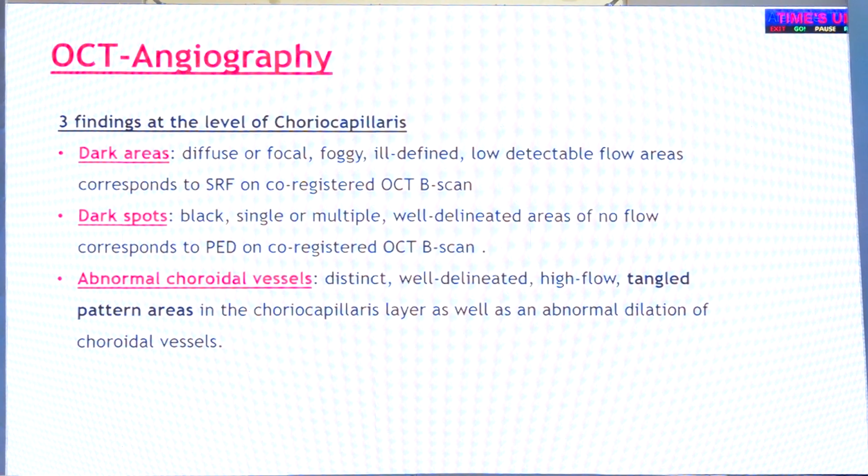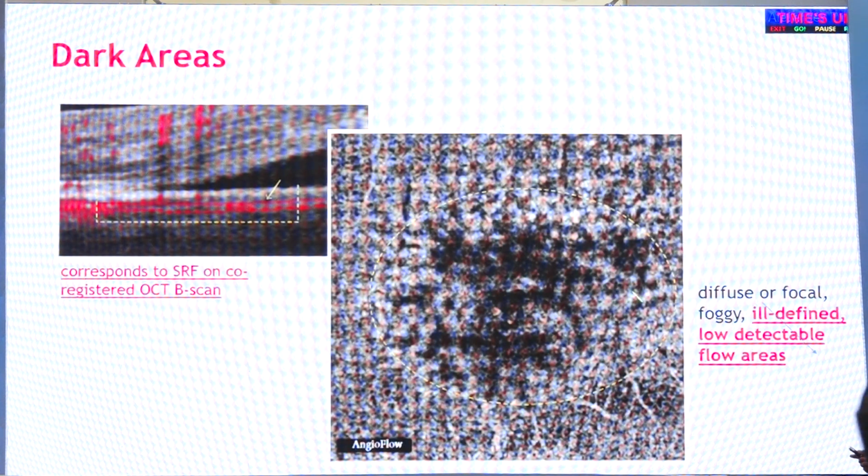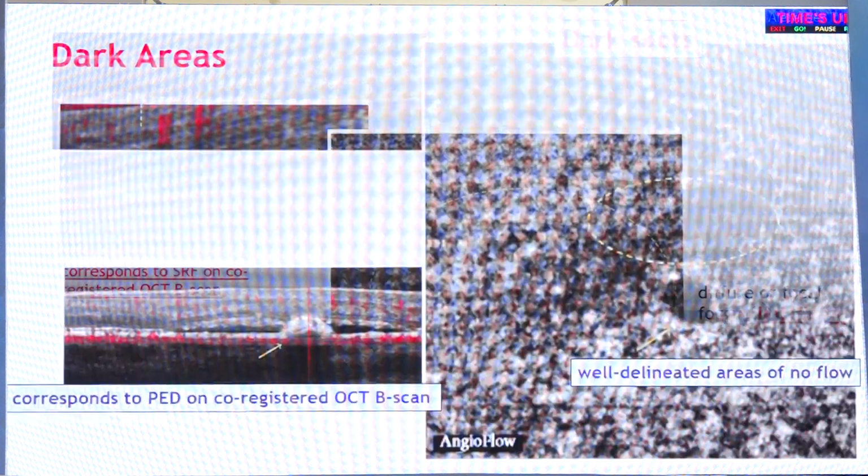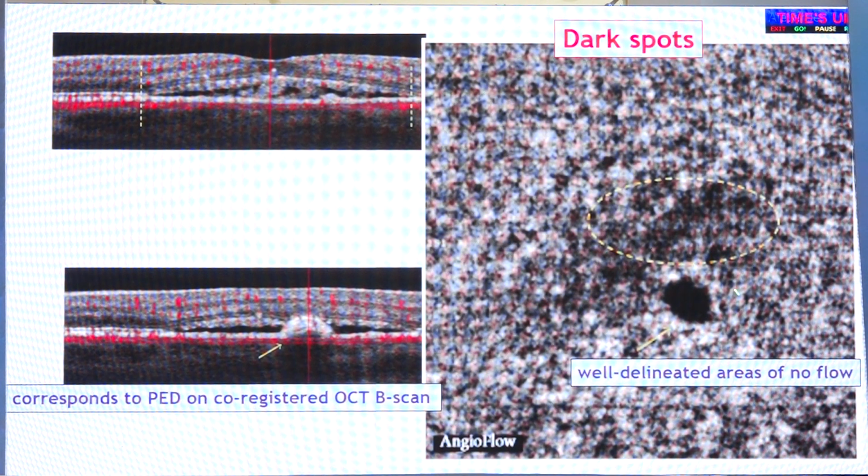And lastly, moving to the last entity, that is OCT angiography in CSC, you see these dark areas, dark spots and abnormal choroidal vessels. These dark areas corresponding to the choriocapillary layer suggest a choriocapillary ischemia corresponding to the area of subretinal fluid on OCT B scan. And these dark spots usually correspond to the pigment epithelial detachment, co-registered pigment epithelial detachment on OCT B scan.